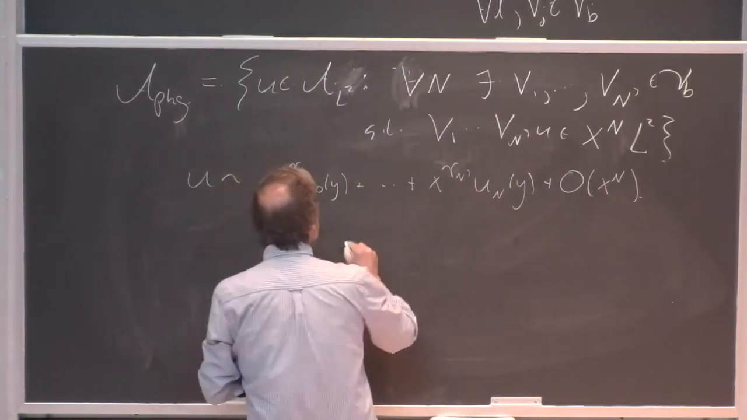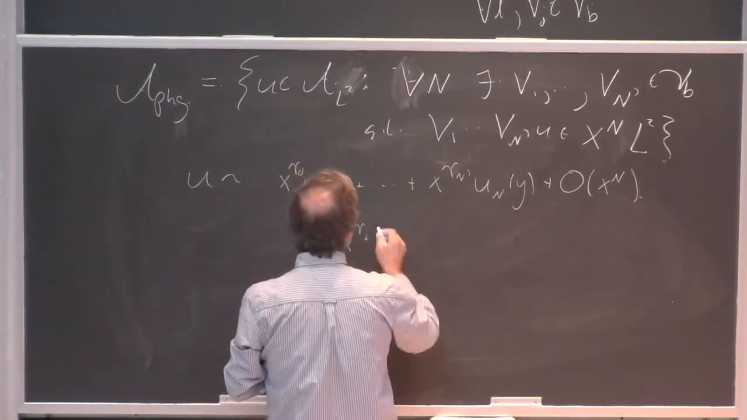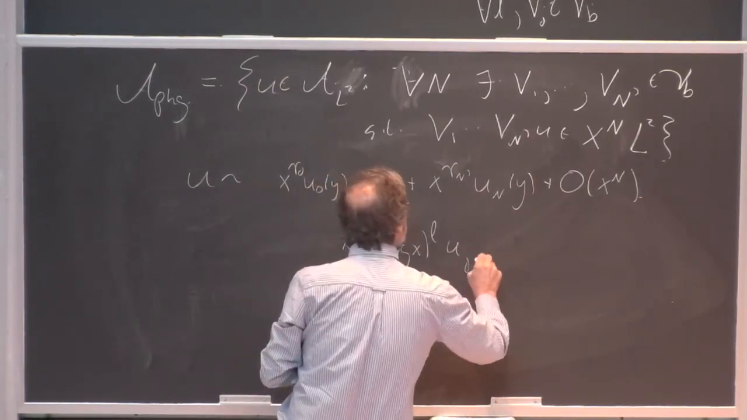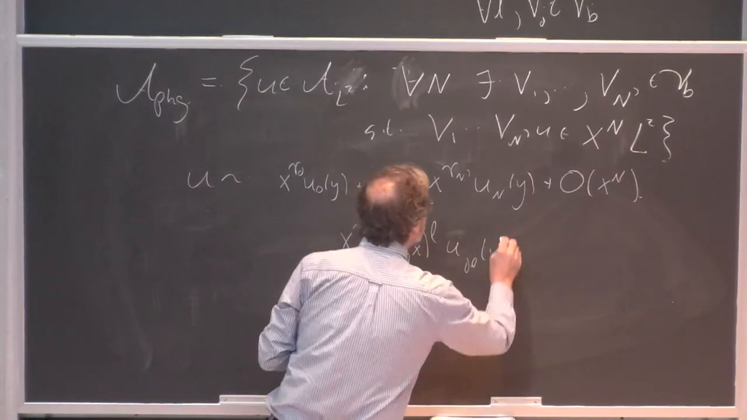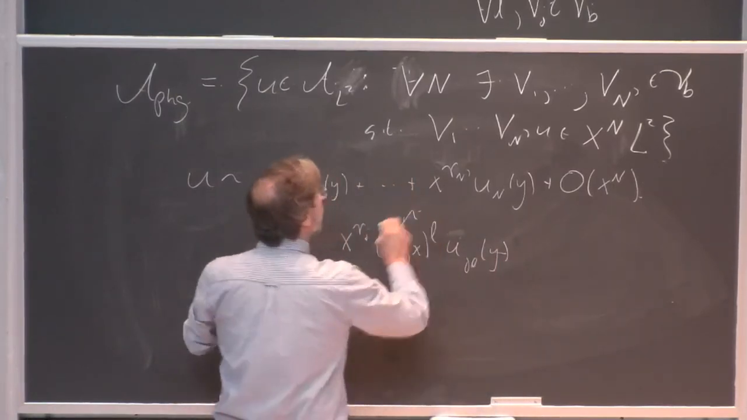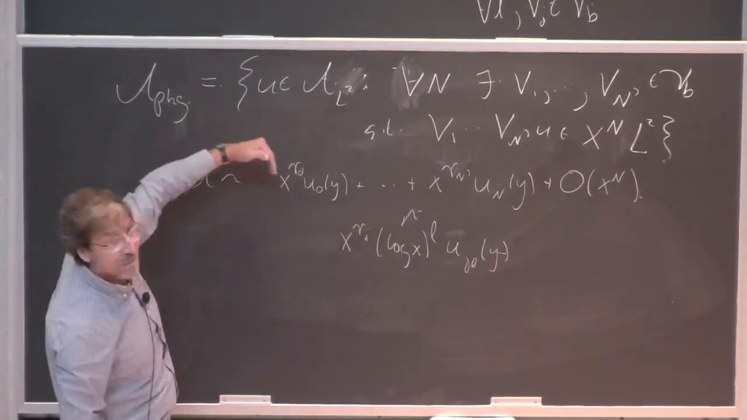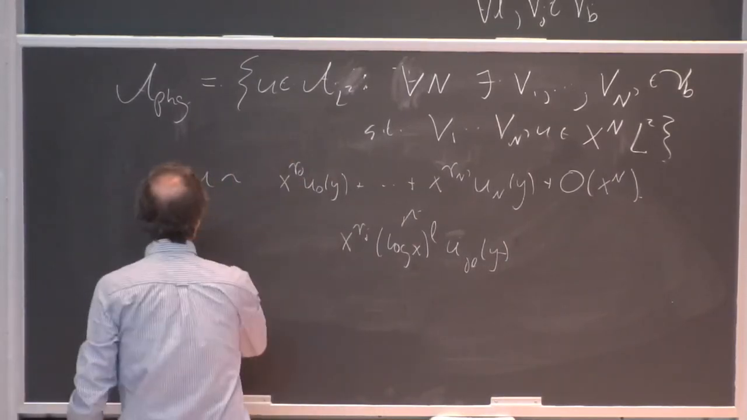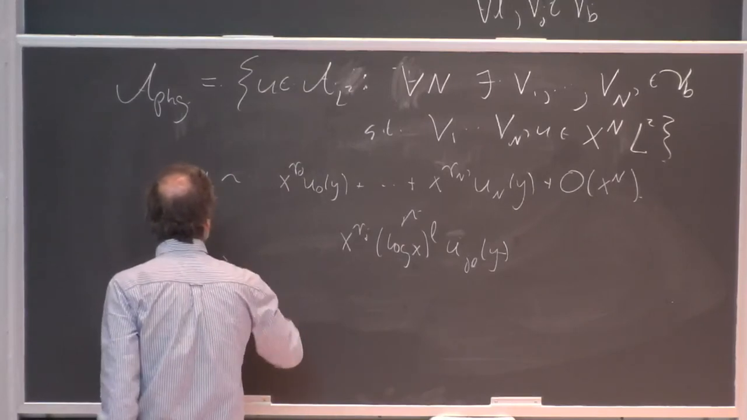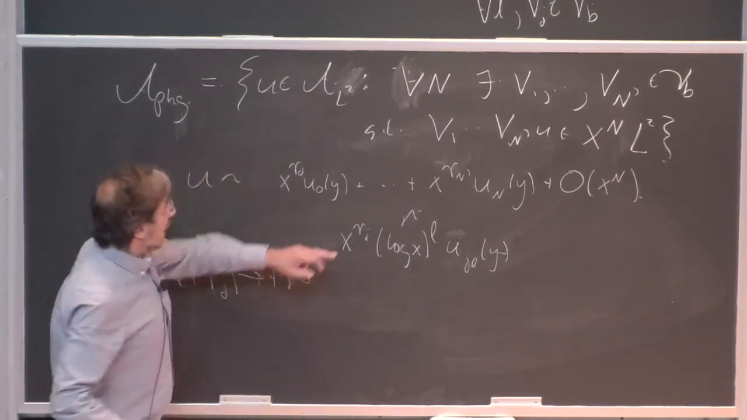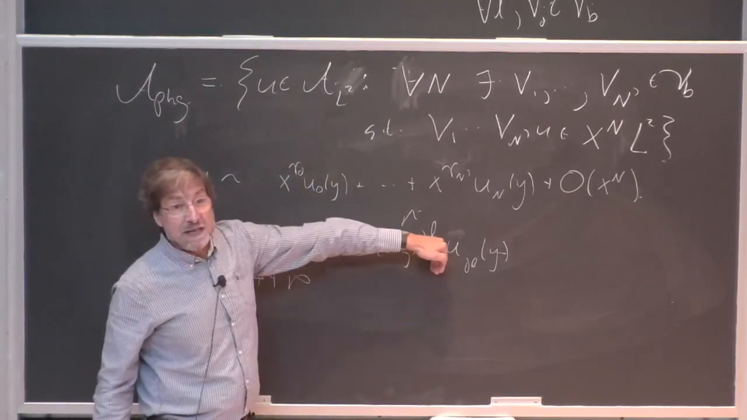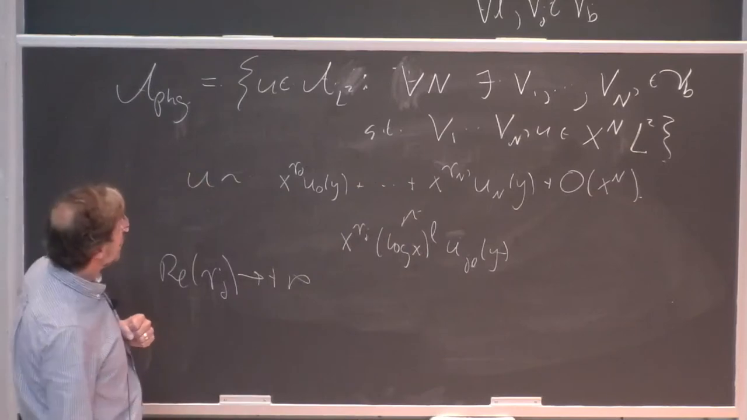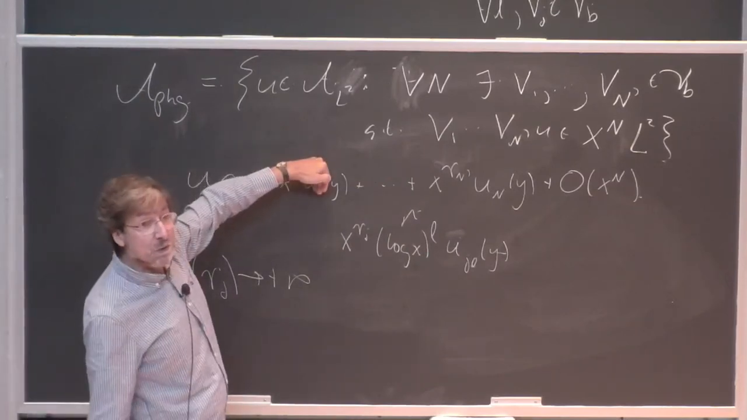Okay, and in fact, I can allow slightly more general terms. I can look at x to the gamma j times log x to the l times u j l tilde of y, or u j l of y. So these might be in here too. So I have an expansion which involves any weird complex powers I like, but they're getting positive. What I need to know is that the real part of the gamma j's goes to plus infinity, and that for each gamma j, there's only finitely many log terms. I don't want infinitely many log terms at a given polynomial weight, okay? And these coefficients have to be smooth.